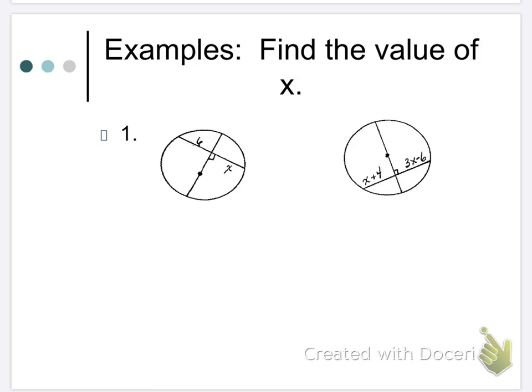Okay, let's get started. So this uses that first theorem. So if the diameter, you see it's going through the center of the circle, is perpendicular, we see the right angle, then it bisects the chord and its arcs. So that means that this portion here has to be congruent to this portion here. So that means x equals 6.